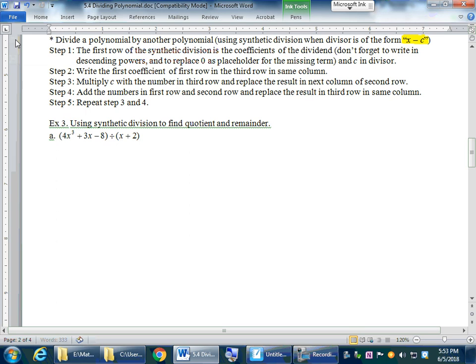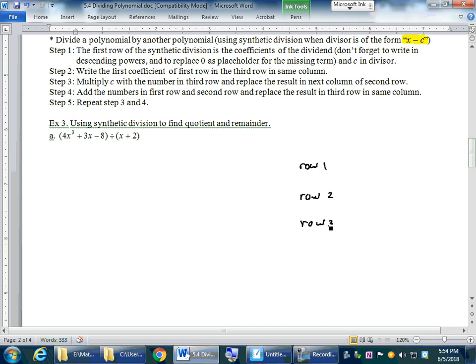So I wrote down the procedure for you. What is the first step? What is the second step? What is the third step? But let's go along with the example, which will make it easier for you. So there will be a total of 3 rows in synthetic division. Row 1, row 2, row 3.